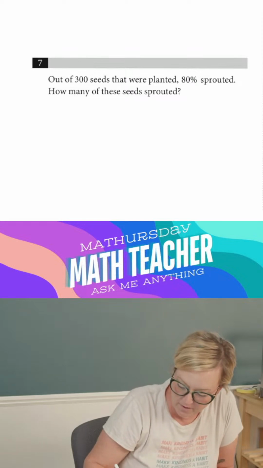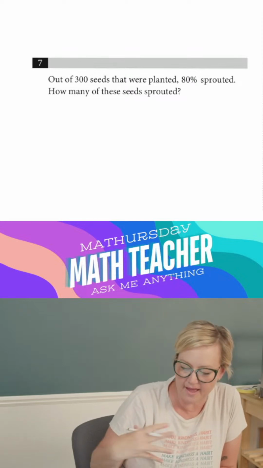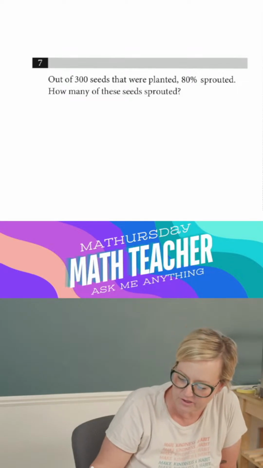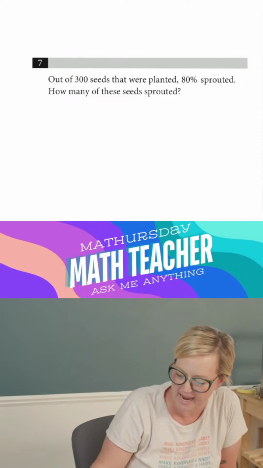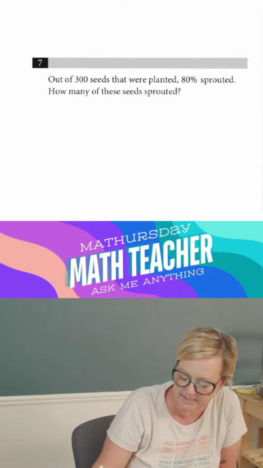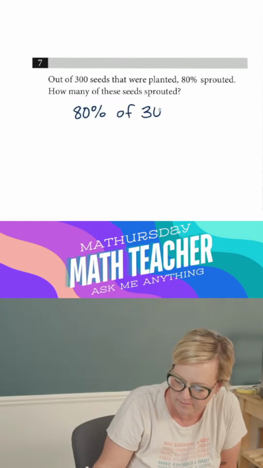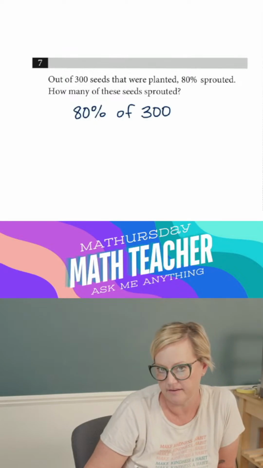All right, so if we boil this down to what is the calculation you're going to be finding, right? Out of 300 seeds that were planted, 80% sprouted. How many of these seeds sprouted? So what we're looking for is 80% of 300. That's what we're trying to find.